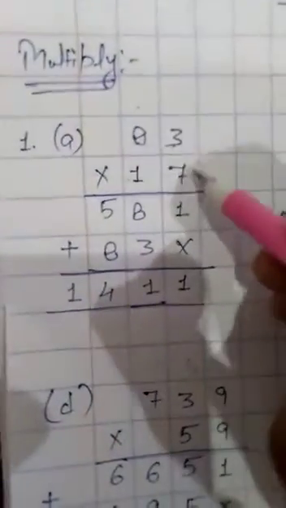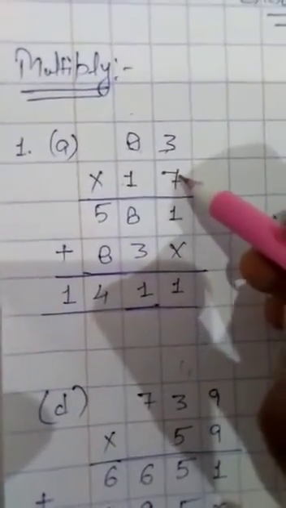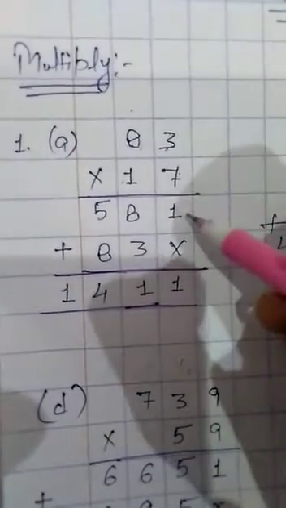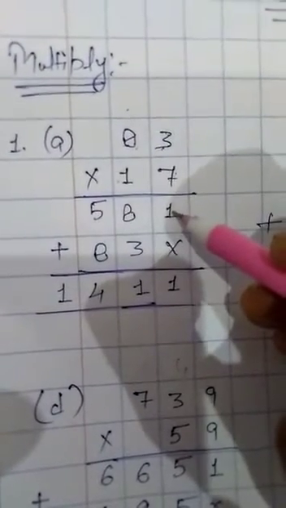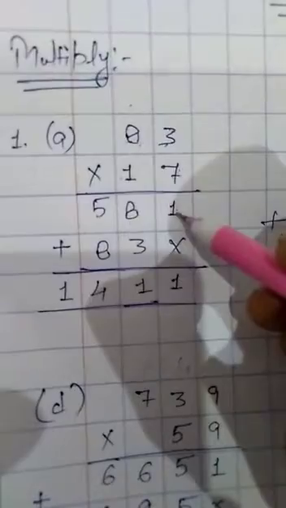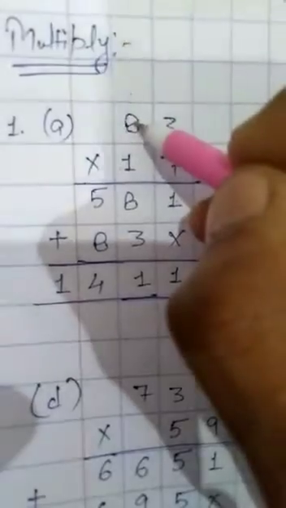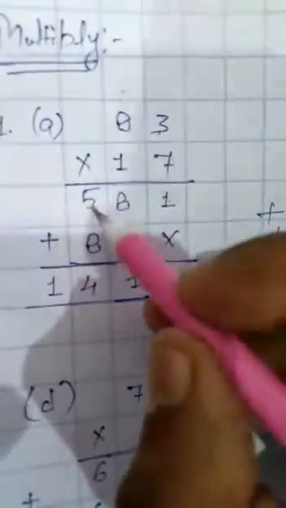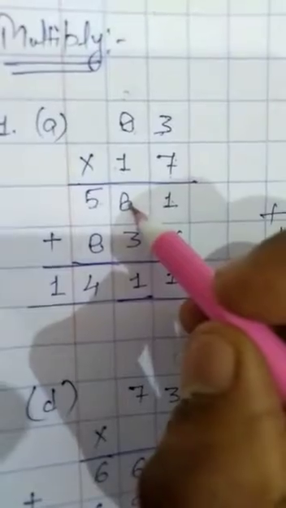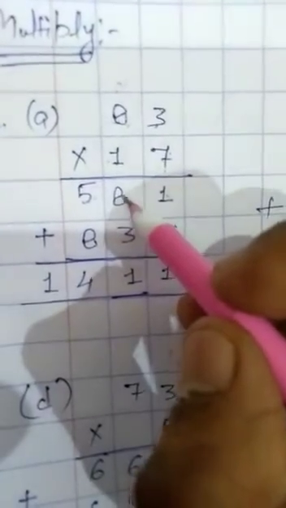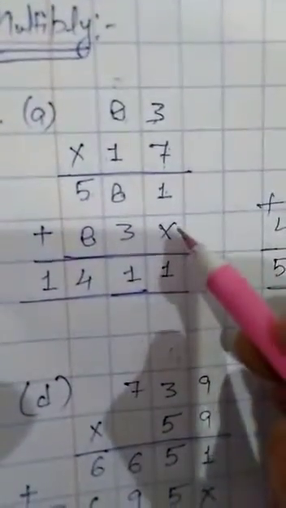So we will solve. First of all we will multiply 7 into 3. 7 threes are 21. We will write here 1 from 21, and 2 will be carried to 8. Now we will multiply 7 and 8. 7 eights are 56, and 2 is 58. So we will write 58. Now 7 into 83 is done.